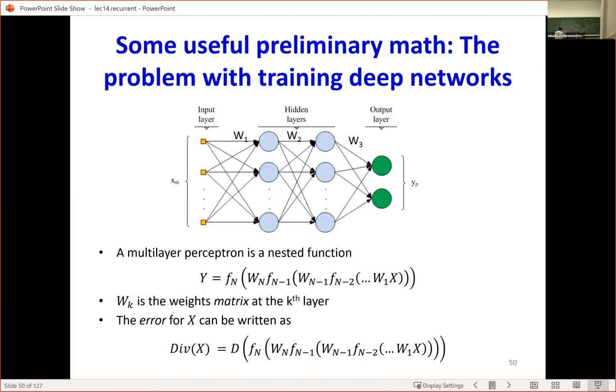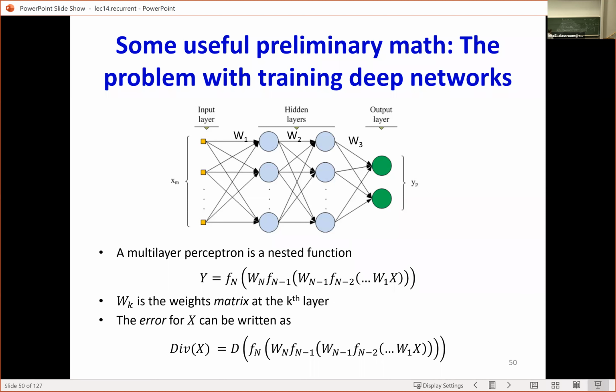So what is the output? I have X, W1X, F1 of W1X, W2 times F1 of W1X, F2 of that, then W3, F3. This is the actual computation in the network, correct?